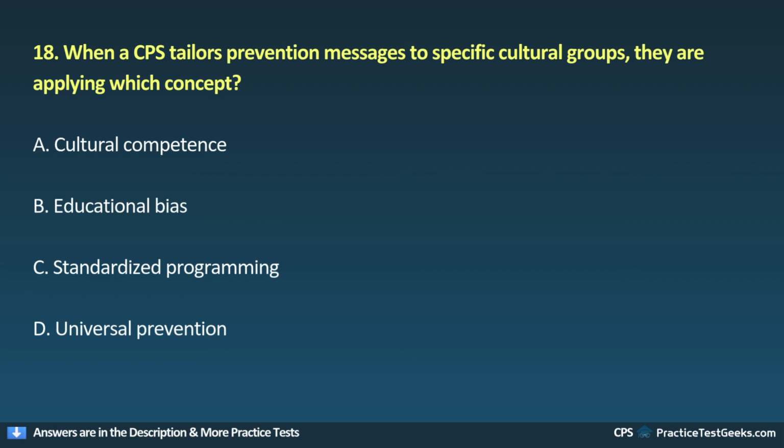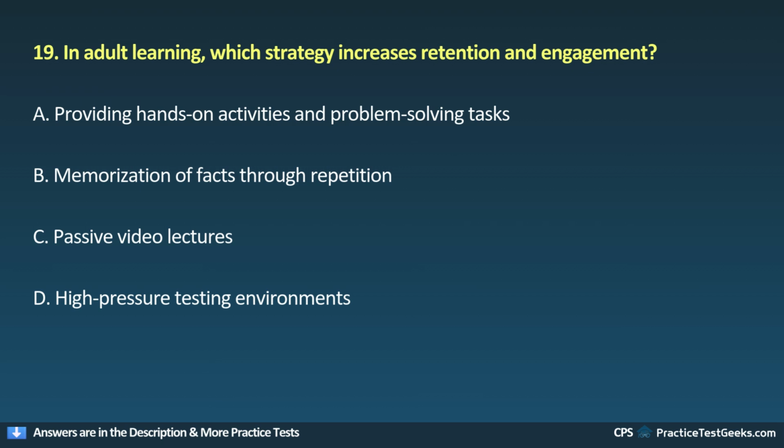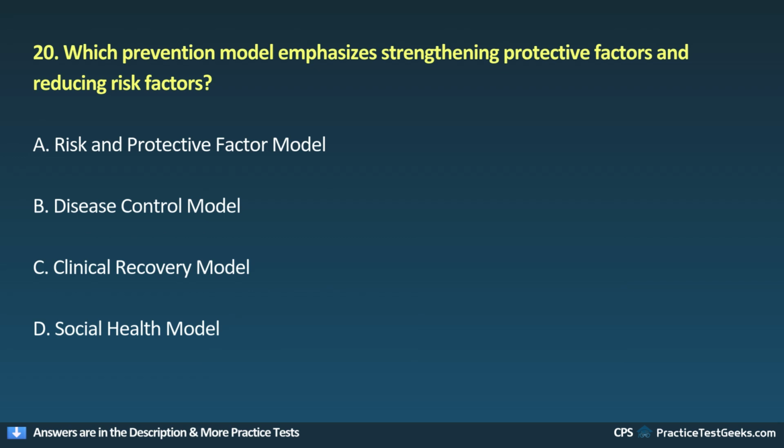Cultural competence. Educational bias. C. Standardized programming. D. Universal prevention. 19. In adult learning, which strategy increases retention and engagement? A. Providing hands-on activities and problem-solving tasks. B. Memorization of facts through repetition. C. Passive video lectures. D. High-pressure testing environments. 20. Which prevention model emphasizes strengthening protective factors and reducing risk factors?